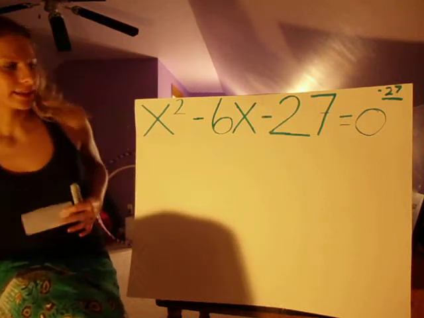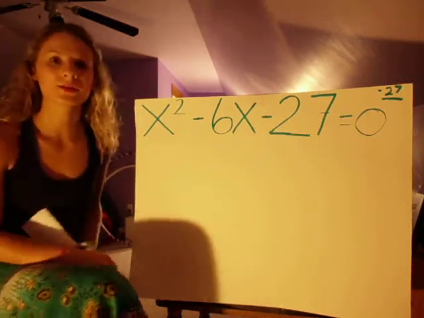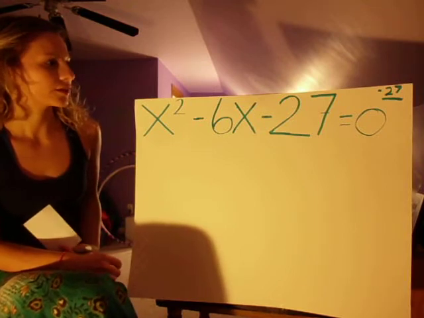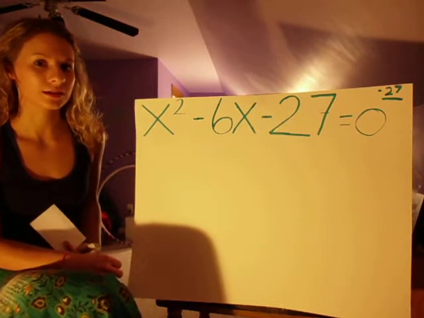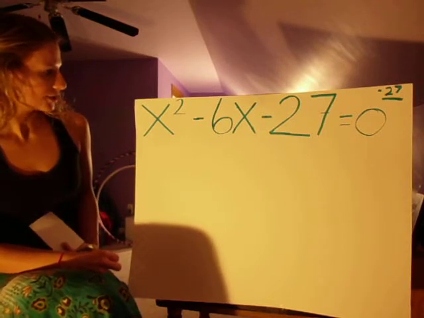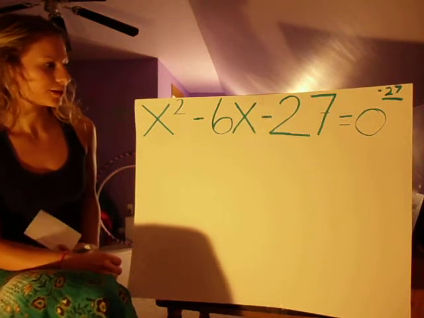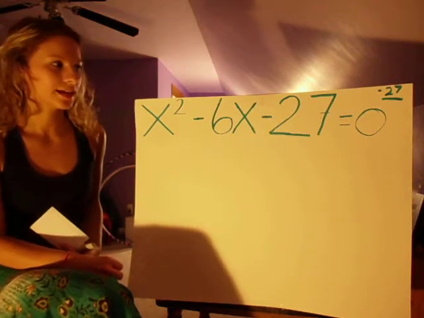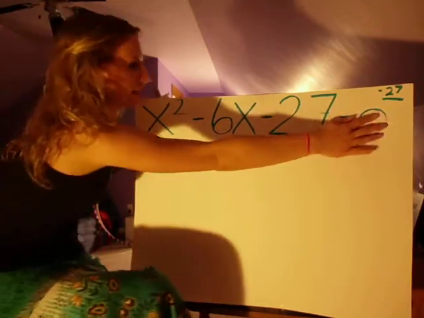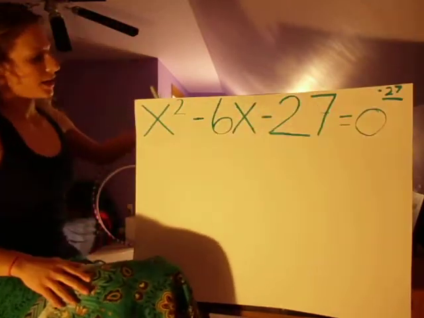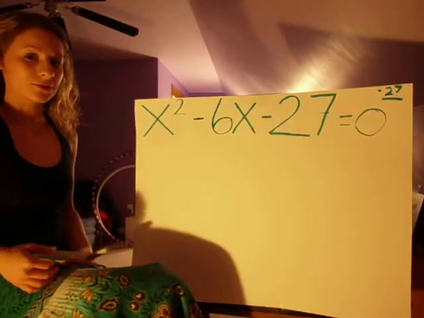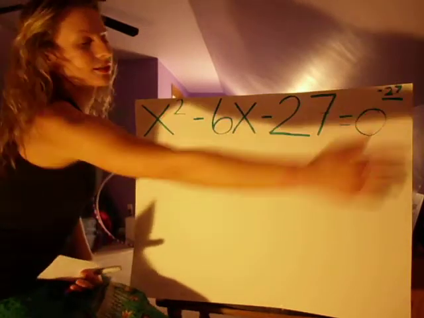Hello fellow mathletes. Today I'm making a little tutorial on how to solve a quadratic equation by making it equal to 0. Okay, so you start with the equation x squared minus 6x minus 27. And the first step is to make it equal to 0. Equal to 0, first step.